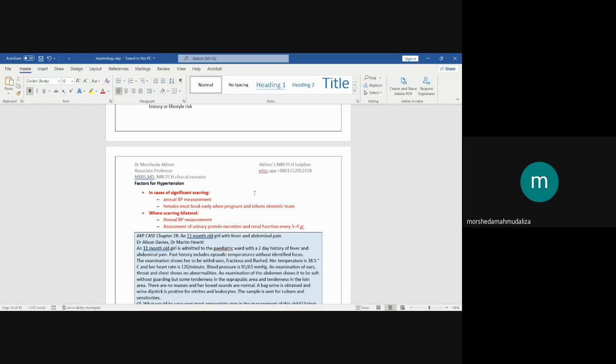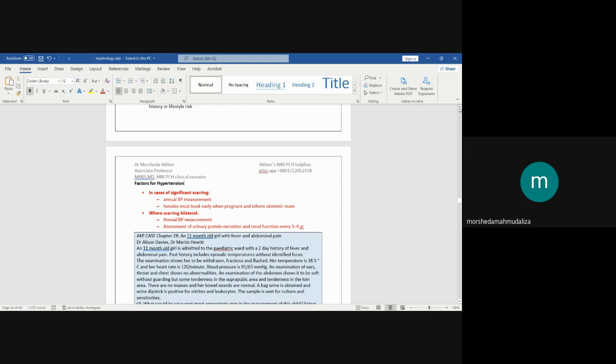And when there is a scar, there is high probability it can lead to some mediators being released from the scar, which ultimately contribute to high blood pressure, and there is a chance they develop chronic kidney disease. So from here, it is taken from the guideline. So it means when there is a scar, how you follow up.